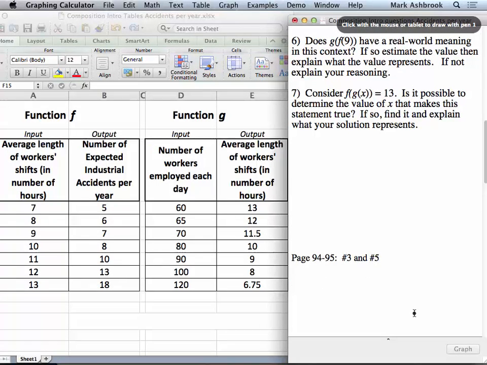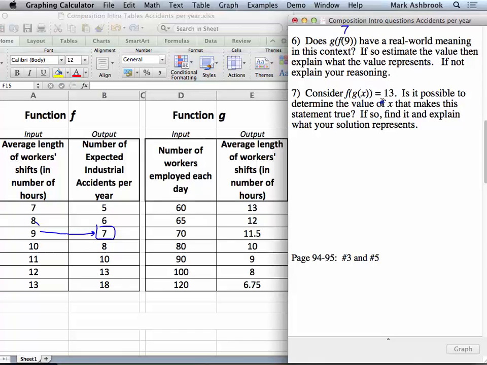Does g of f of 9 have a real-world meaning in this context? So what is f of 9? And how would you explain what f of 9 is? Aaron? It's the expected number of accidents per year for workers that work a 9-hour shift. If the average length of shift is 9, the expected number of accidents is 7. So f of 9 is 7.